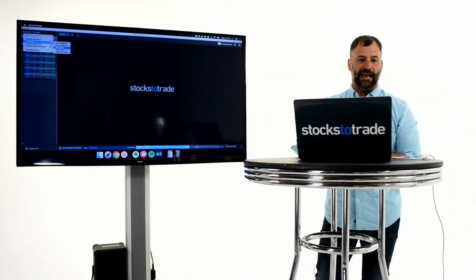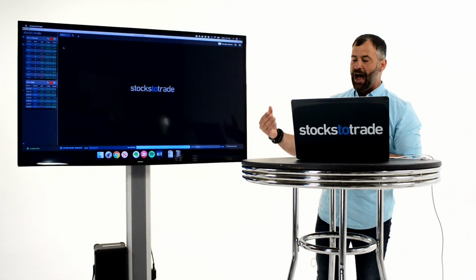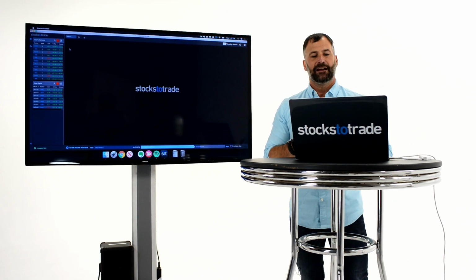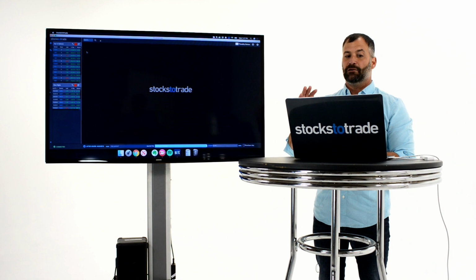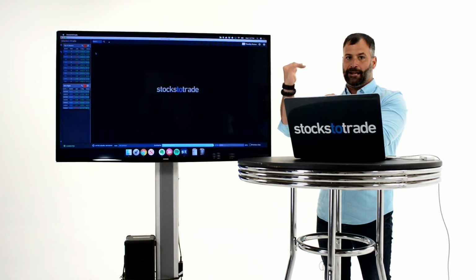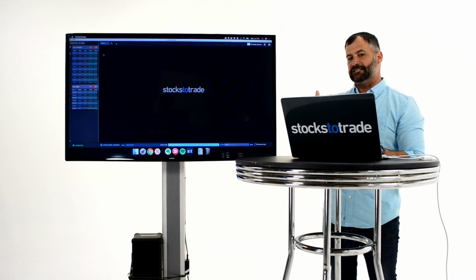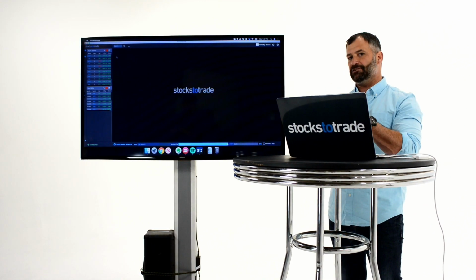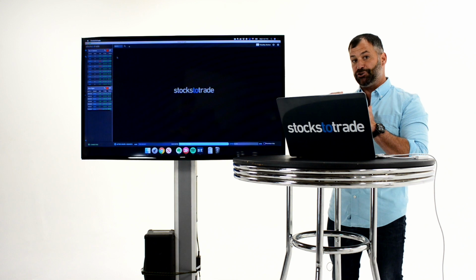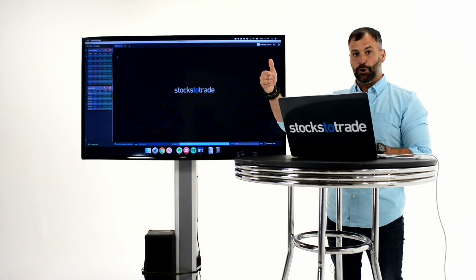Next scan that I always have running is the new high of day scan, and this is complementary to the percent gainers. What I like to do is align the two. So now I've got a stock that's the top gainer of the day. The new high of day scan shows me tickers that are making a new high.